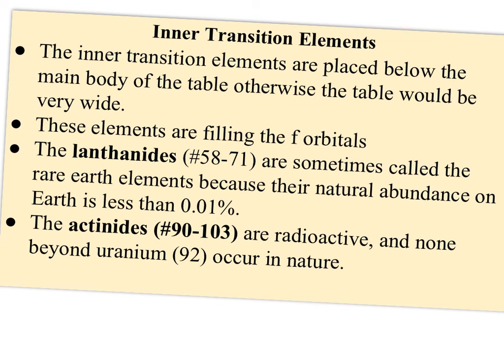Inner transition metals, remember, are the ones placed below the main body of the table, and these are the ones that are filling up the f orbital, and these are actually very, very rare. In fact, if you look at the names, you probably haven't heard of most of these. The first row, the lanthanides, are also called the rare earths because their natural abundance is less than 0.01%. That's a crazy small amount. The actinides are all radioactive, and only 90, 91, and 92 even occur in nature. The rest are all man-made. So be aware of what those two rows are, but don't worry about them much beyond that.